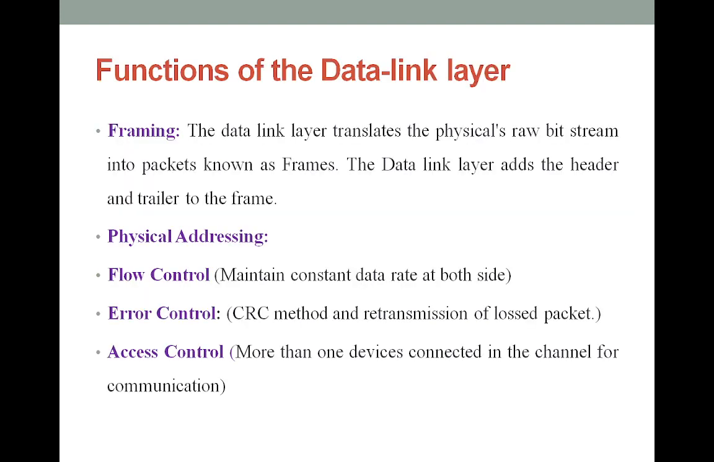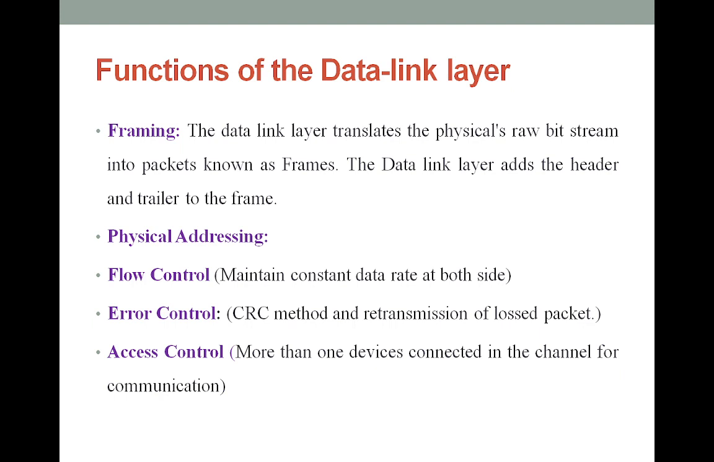And the next one is the functions of the data link layer. So there are five different kinds of functions. The first is framing. As you know, while we are doing the data transmission, it should be converted into the frame format, that is, the physical raw bit stream should be converted into the corresponding frame format, and the header and trailer fields will be added and then involved in data transmission.